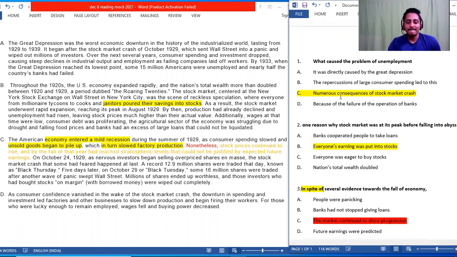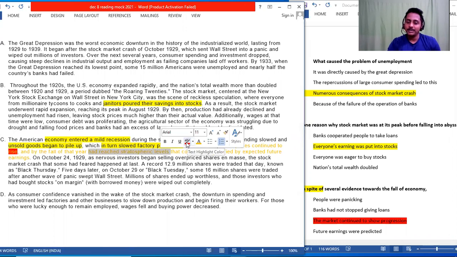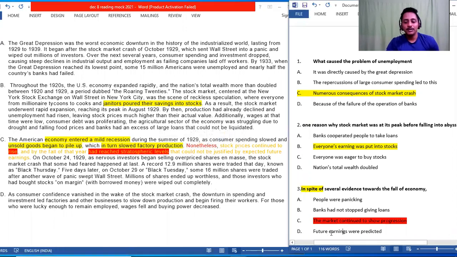Any doubts? Future earnings? No, what I'm telling you, get the question. Even though there was evidence towards mild recession, what happened? Even though there was evidence towards recession, towards the fall of the economy, the stocks expanded, continued to rise, reached stratospheric levels. Get the question? Future earnings are predicted. No, even though there was evidence for the fall of the economy, the market continued to show progression.